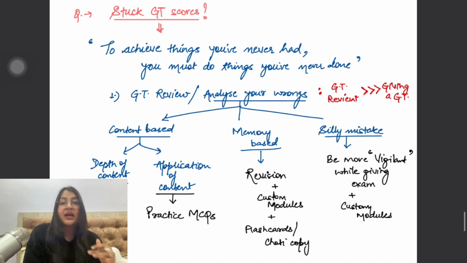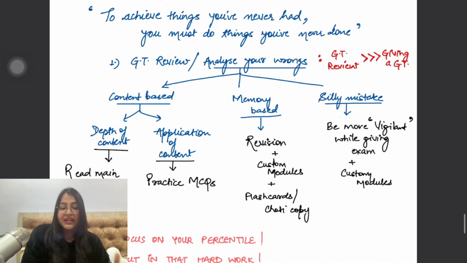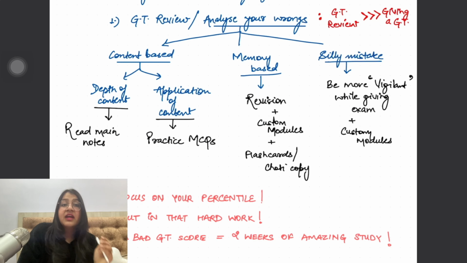Okay, now having said all that, what can you realistically do with stuck GT scores? We have understood the reasons why it can happen, we have understood how to motivate yourself past that, but now what is to be done practically? So to achieve things you have never had, you must do some things that you have never done. So simply you need to analyze your wrongs, you need to review your GT very very well.